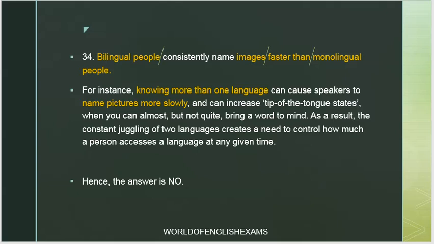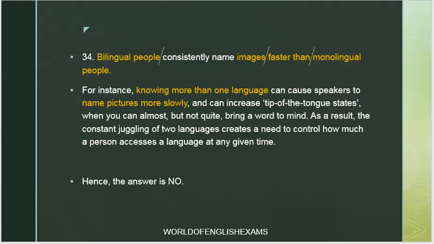Now let's go to the text. For instance, knowing more than one language, of course that indicates bilingual, can cause speakers to name pictures, pictures is nothing but images, again, the word name is directly taken, more slowly. So as you can clearly see, the context and the statement are opposing each other. In the statement it is given that they can name images faster, whereas here it is telling that they can name pictures more slowly. So that means here fast and slow are antonyms, opposites. Hence the answer for this statement would be no, because the context is given but it is contradicting the view that is presented in the passage.